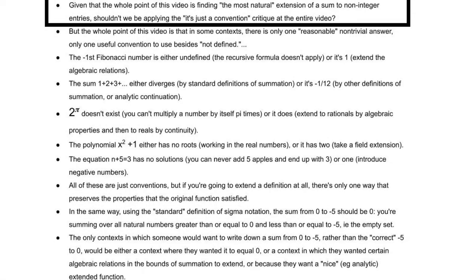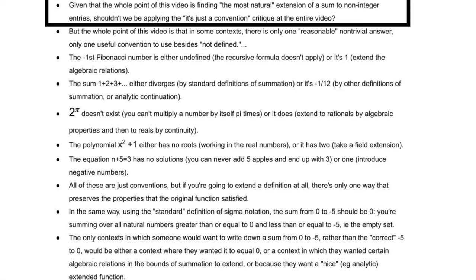Given that the whole point of this video is finding the most natural extension of a sum to non-integer entries, shouldn't we be applying the "it's just a convention" critique at the entire video? No, because what the video is doing is very different than what you are proposing we do. In fact, the answer obtained in the video is incompatible with the answer obtained from your proposal.